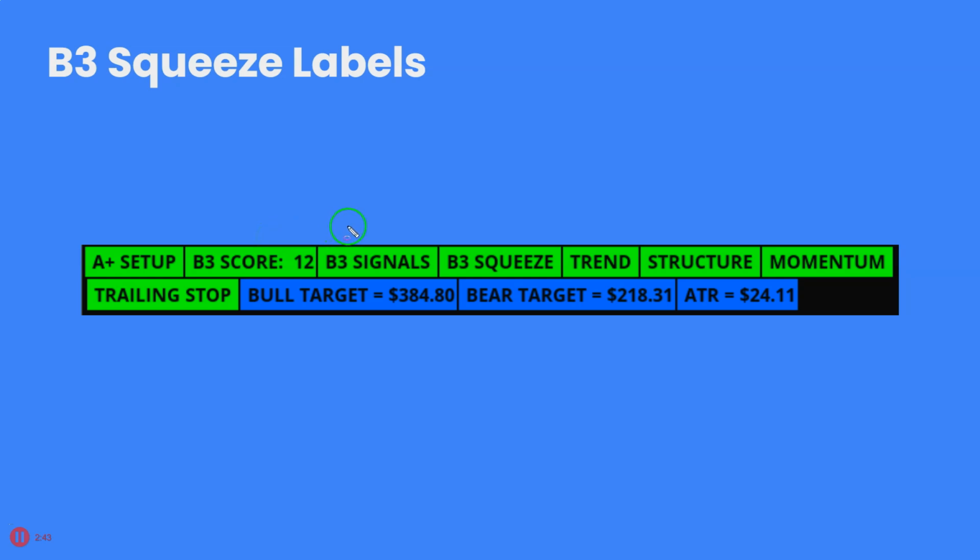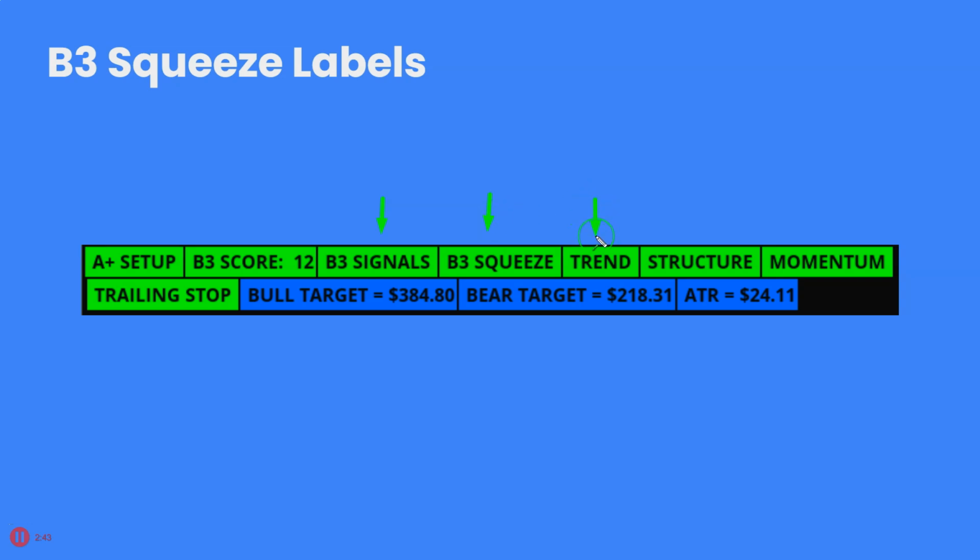The Big 3 signals label is pretty straightforward. If that label is green, we've got an active buy signal. If that label is red, we've got an active sell signal. If that label is blue, it's neutral. It ain't bullish, it ain't bearish, it is neutral. The Big 3 squeeze. If that label is green, we got a squeeze and a buy signal. If it is red, we got a squeeze and a sell signal. If it is blue, we've got a neutral squeeze. If it is dark gray, we've got no squeeze at all.